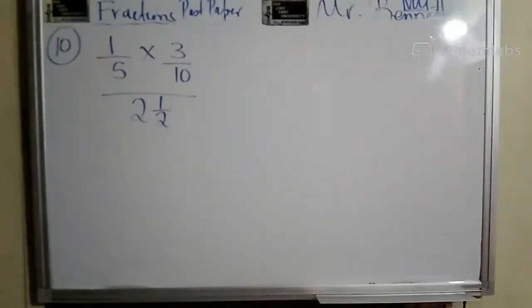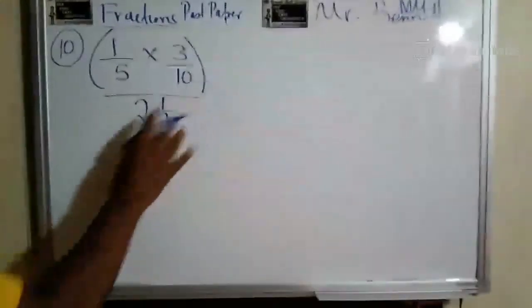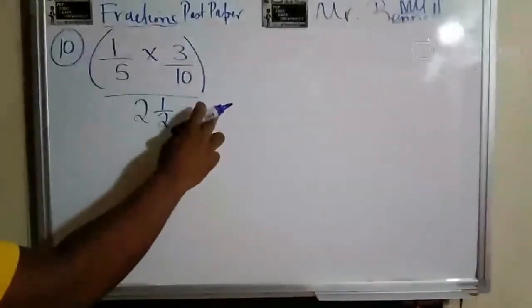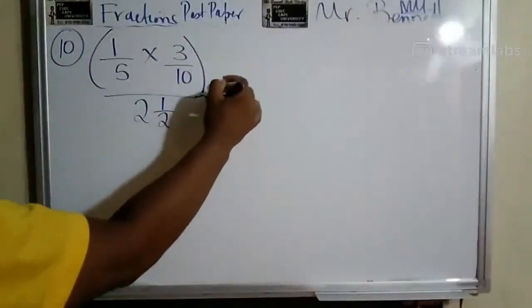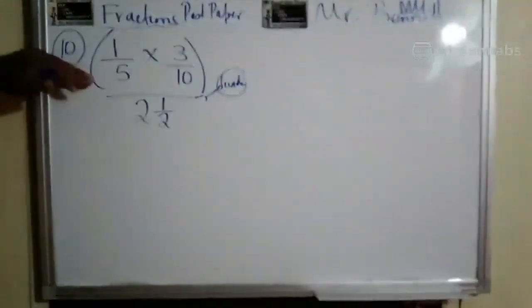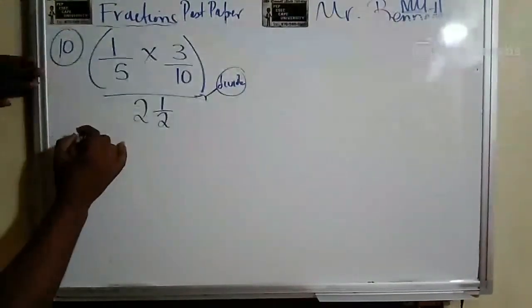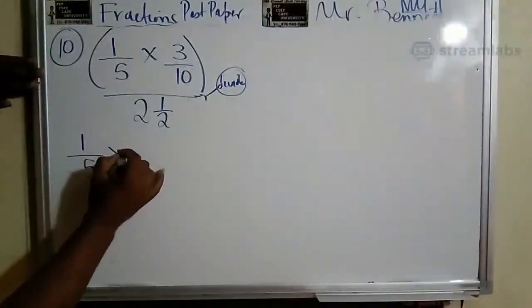Alright, so let's go. So we know that we must do the numerator part first, and then we divide, the line means divide. For those of you who might just be joining, the line means divide. So work the top first, and then we divide by 2.5. So let's go. This is pretty straightforward.